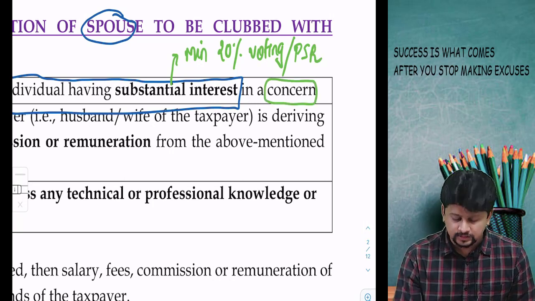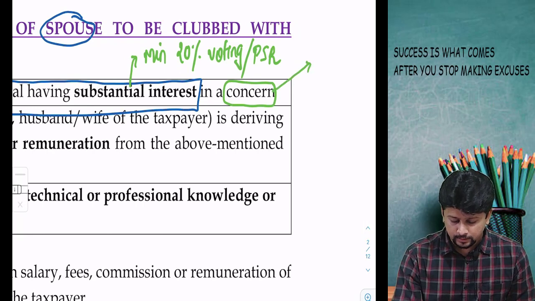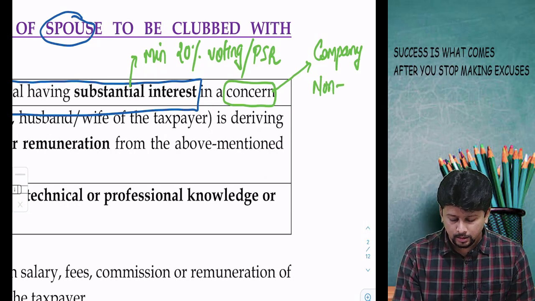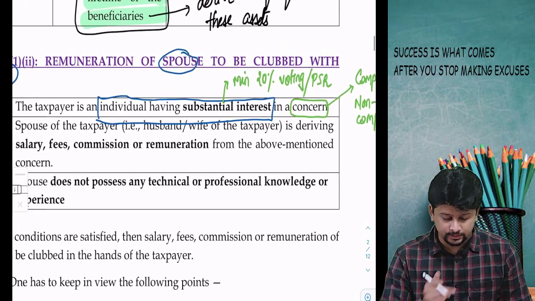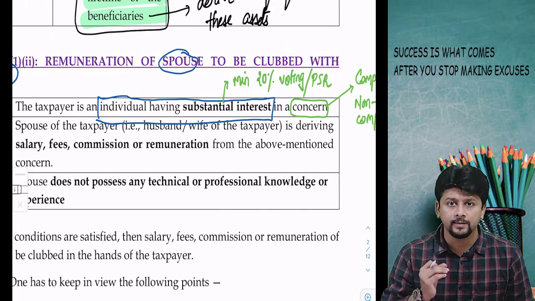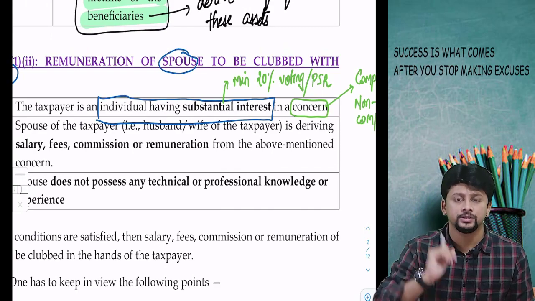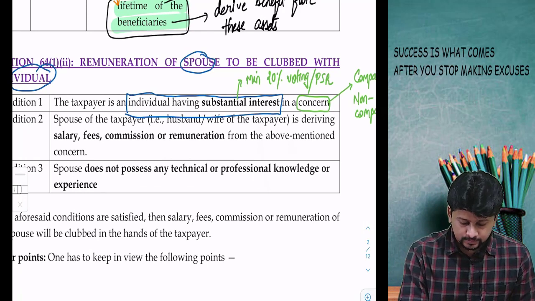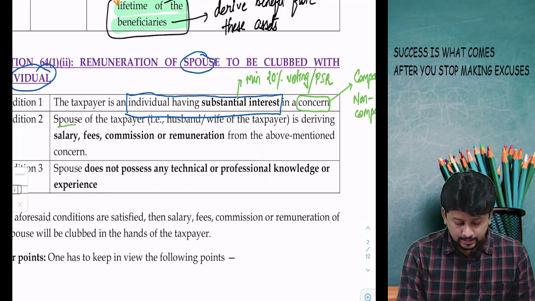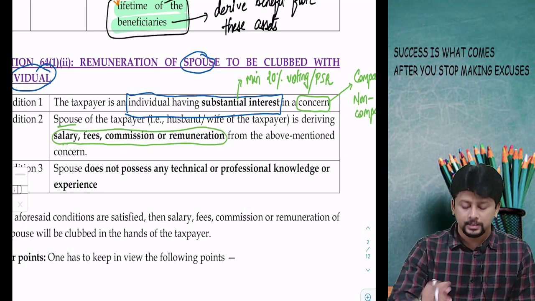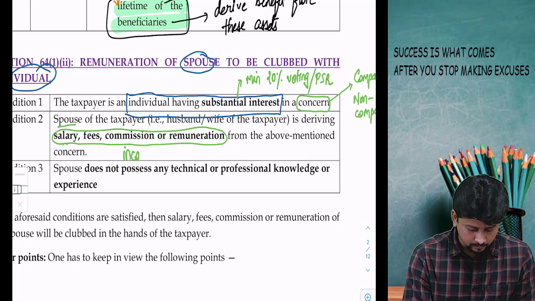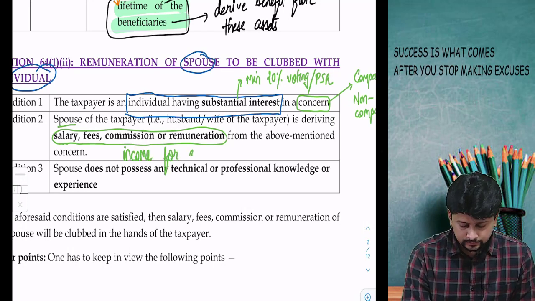What do I mean by a concern? Very easy to understand. Concern will mean a company also, and will mean a non-company organization like a partnership firm, AOP. I am having substantial interest in the concern. I am the individual who is having substantial interest. I can influence the concern. The spouse of the taxpayer is earning salary, fees, commission, remuneration. Basically income for efforts.